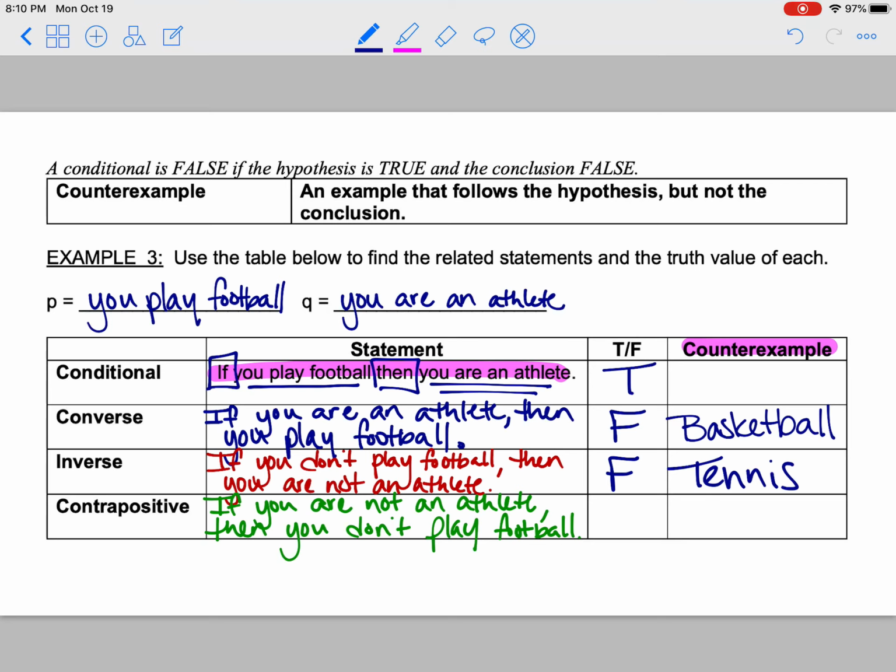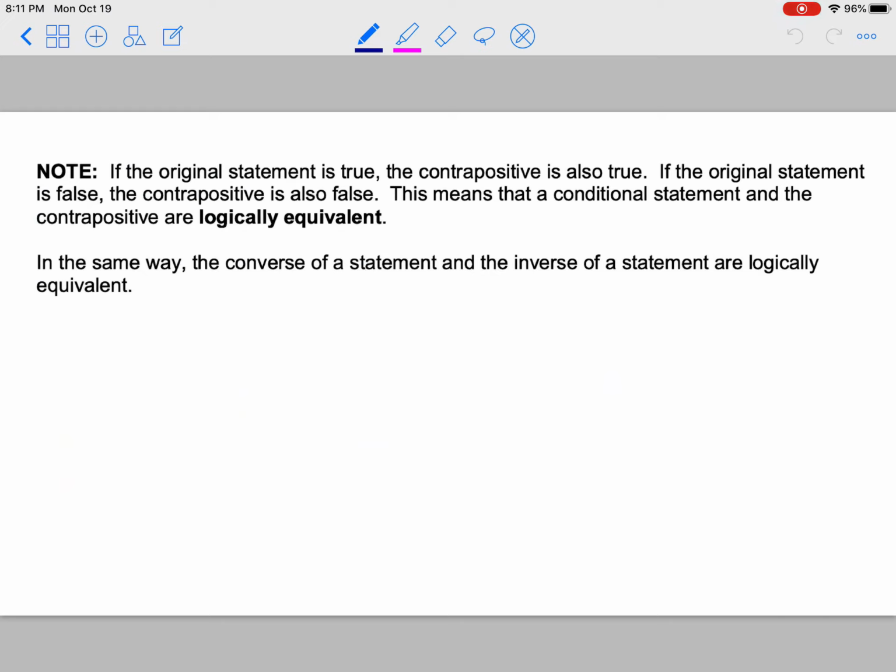And then the last one with contrapositive, if you are not an athlete, then you do not play football. And so that one is true because if you're not an athlete, then you're not in sports. And if you're not in sports, then you're not playing football. If you state the statement as true, then you do not need a counterexample. Counterexamples only occur for false statements to prove and justify why something is false.